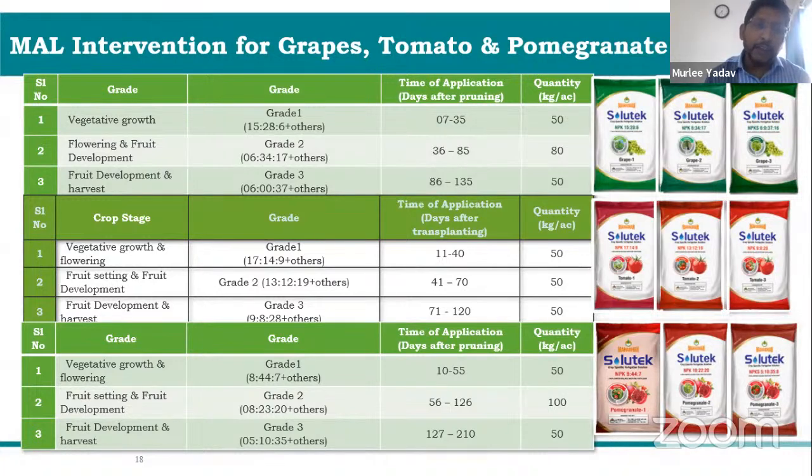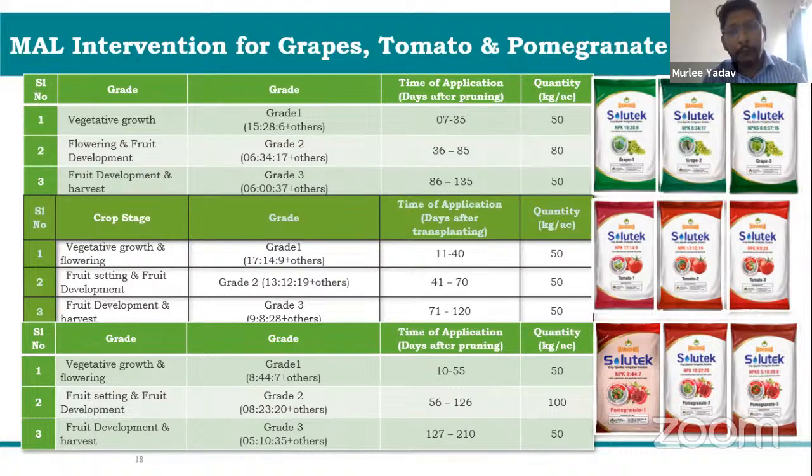So accordingly, for the flowering to fruit development stage, we have developed another formulation, that is 6-34-17 plus secondary and micronutrients. All the nutrients required for that stage are there. And we have defined the period of application. It will go 36 to 85 days, and the dose will be 80 kg per acre. Every week they have to put only 11 kg per acre. So the farmer does not have to put so many products or so many applications.